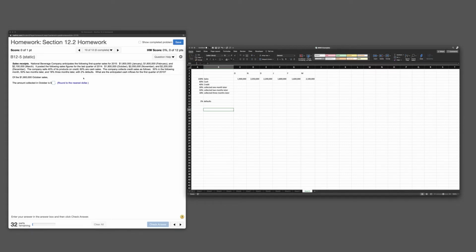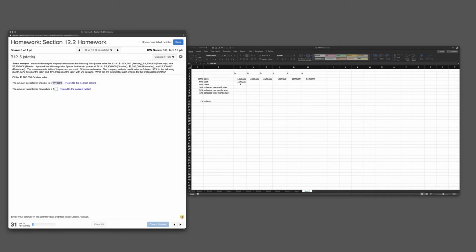So now we have ourselves set up. First we're going to take a look at October sales. Of the October sales, how much is actually collected? Again, how much cash are we going to receive in October? Well, we know that 60% of our total sales is cash. So that's how much of those total sales is going to be received in October. And we're going to deal with the credit sales now, moving on.